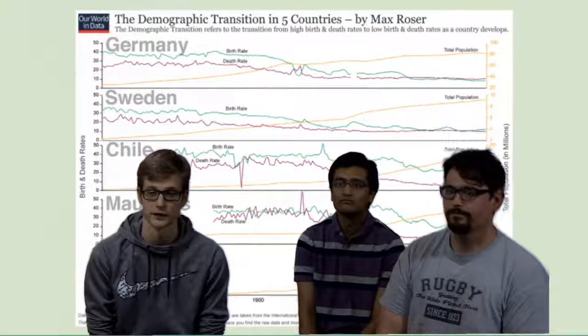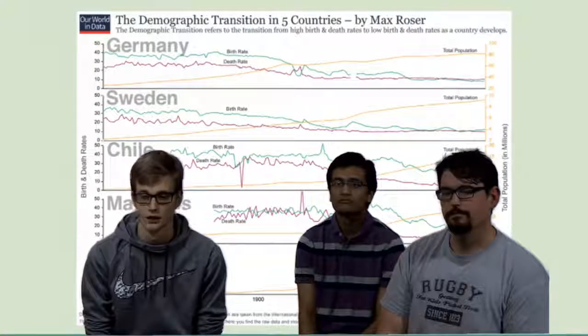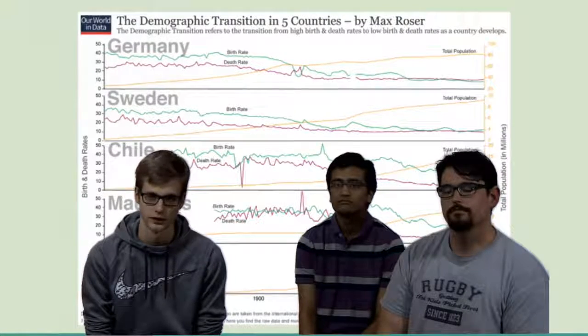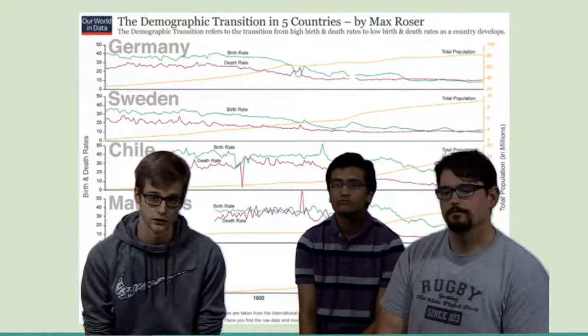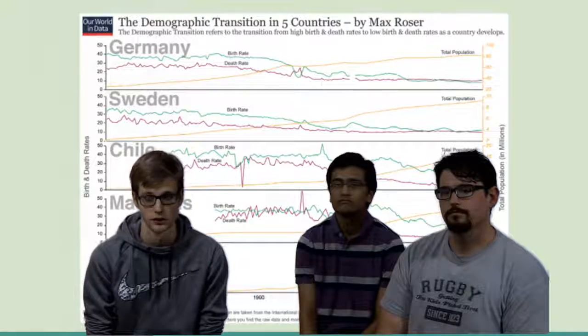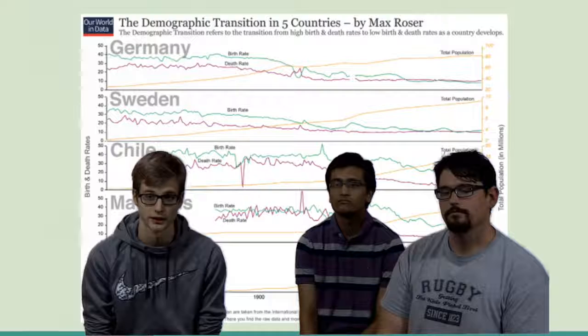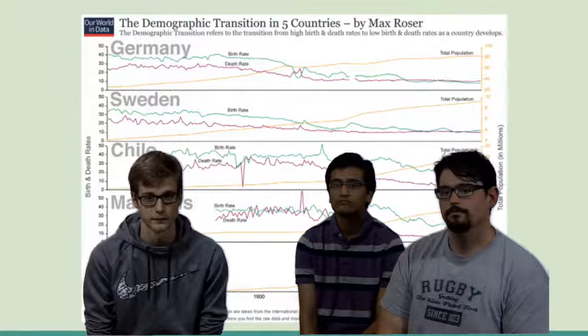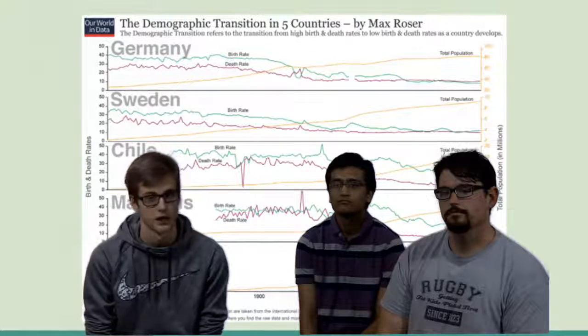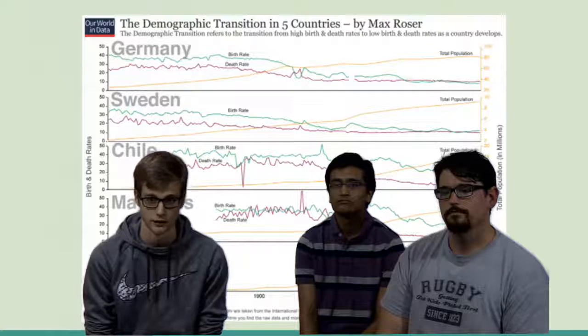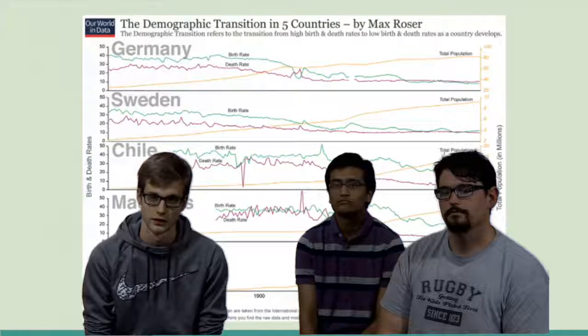This is the demographic transition in 5 countries. Germany and Sweden are typical first world nations, and it took them around 200 years to go through the demographic transition. Whereas for Chile and China, it took them less time because they had help from the first world nations, and this continues today in third world nations such as Kenya and other parts of Africa.